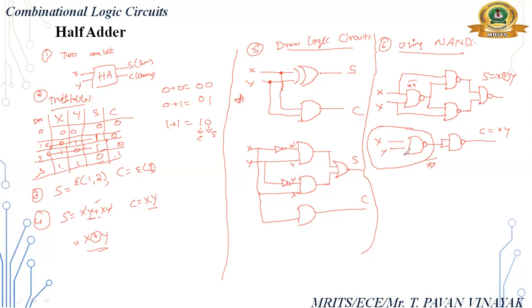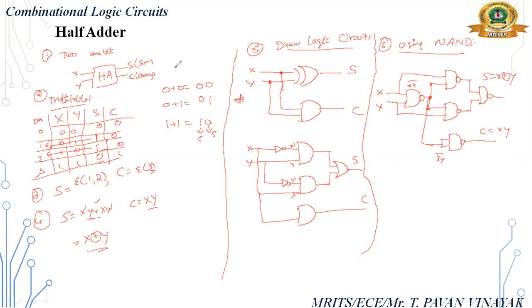So, shall we take another one for this? No need. Just simply give the connection from this one itself. Okay, directly you can give. Then what happens? XY whole bar you get here, so directly XY. So this is the half adder final circuit. Okay, half adder.